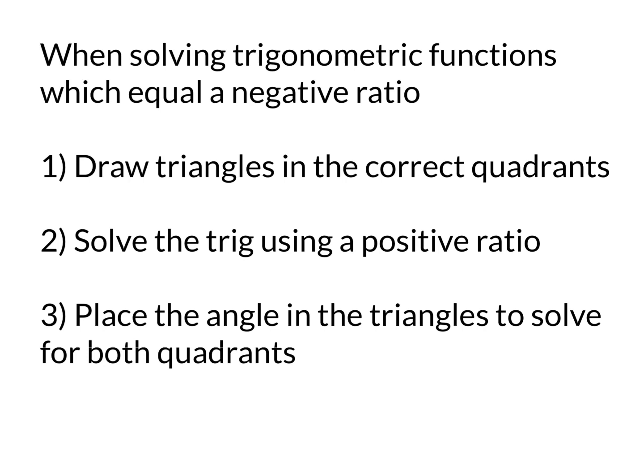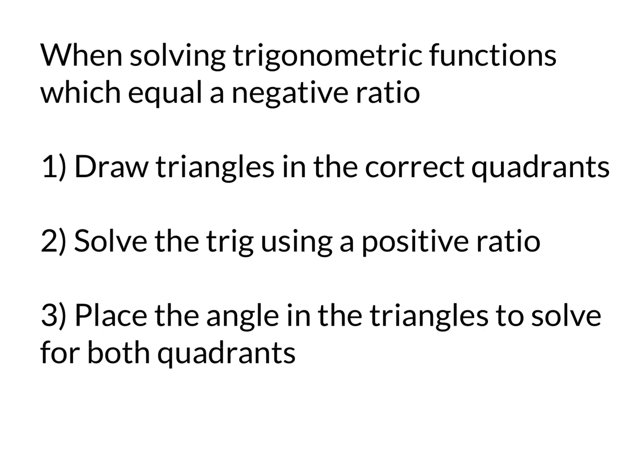So the first video looked at positive ratios and we went to the positive quadrant. When we do the negative ratio, we firstly draw the triangles in the correct quadrant. So that's the quadrants where the ratio is negative. So for example, cos is negative in the second and third quadrant. Sine is negative in the third and fourth quadrant, and tan is negative in the second and fourth quadrant. So you draw your triangles in the quadrants that are correct for the ratio you're using.